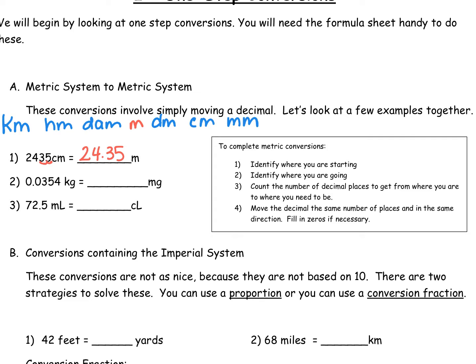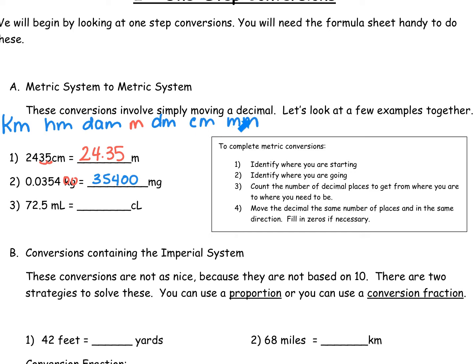In number 2, I'm at kilograms and I want to go to milligrams. So kilo, and I want to go to milli. So I need to hop 1, 2, 3, 4, 5, 6 spots to the right. So I take my decimal, 1, 2, 3, 4. I'm out of spaces. So I have to go 2 more, which means I'm going to add zeros on at the end, 2 of them. So this will become 3,5,4,0,0 milligrams.